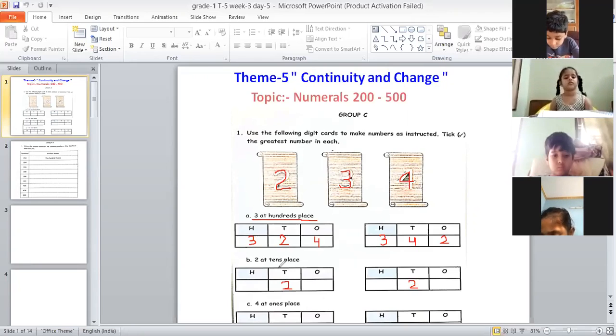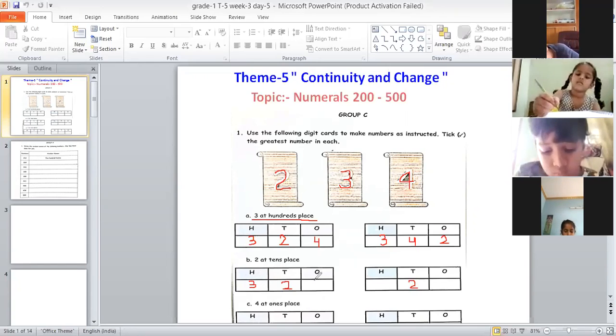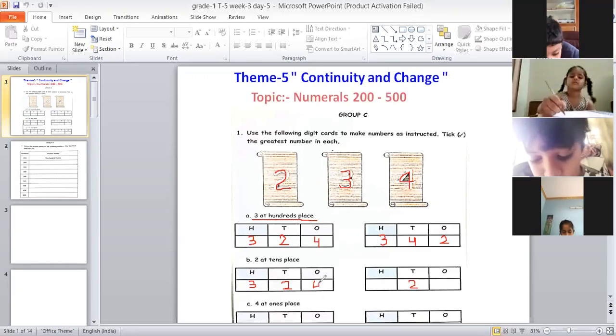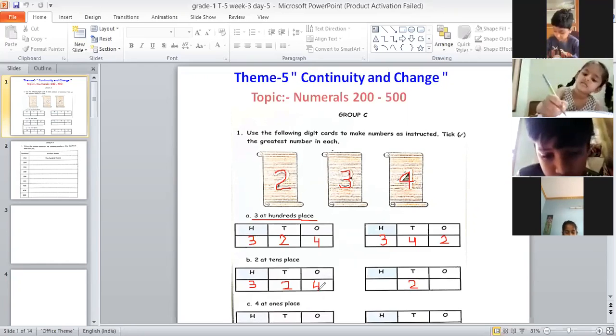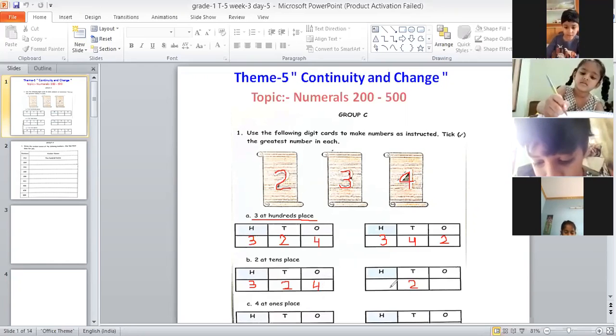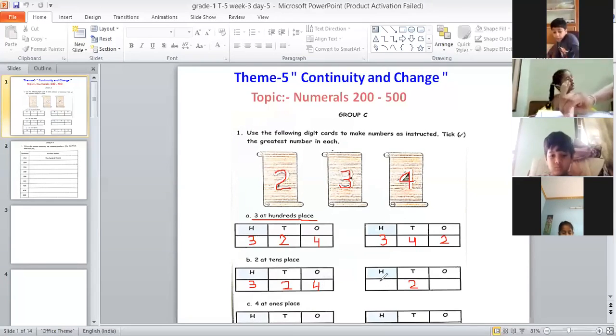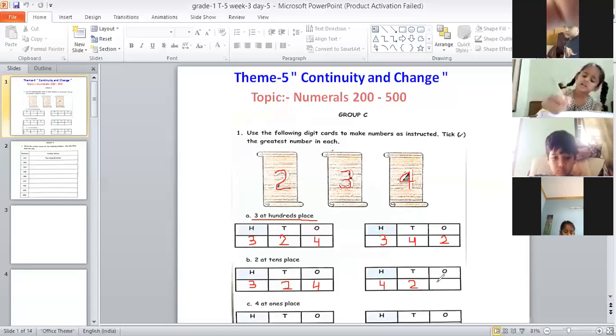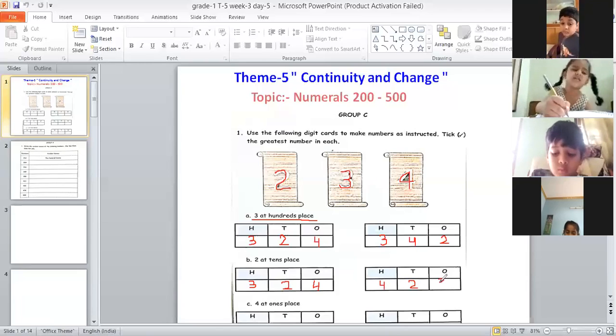So according to the question, 2 is at tens place, right? Now this 2 is at tens place and you all need to wait for your turn. But they have not mentioned where we should write 3 and where we should write 4. So what we can do is we can write 3 at hundreds place and 4 at ones place. Okay, done? Now what we will do? We will interchange position of 3 and 4. In the next one, we will write 4 at hundreds place and 3 at ones place.